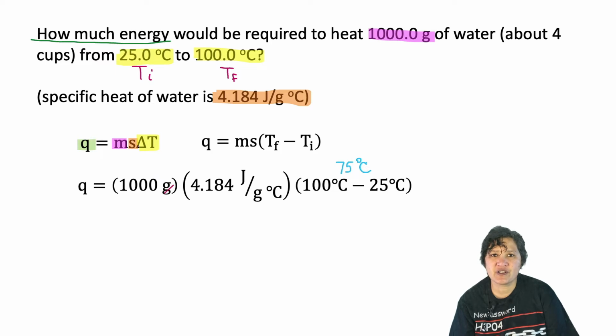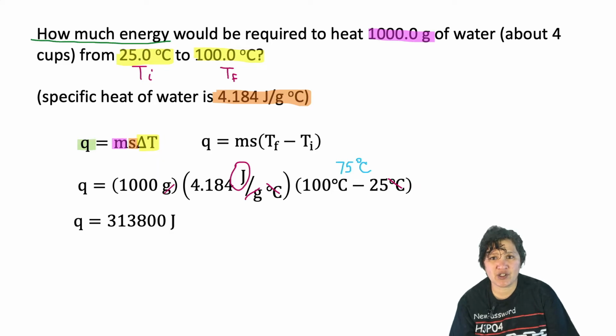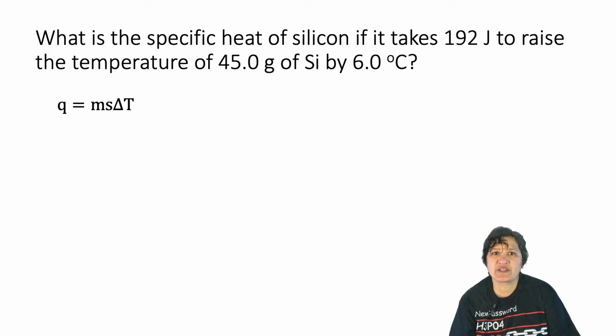If you double check the units, you can see that our grams cancel, our degrees Celsius cancel, and we're left with the units of joules. When we do the multiplication, we see that we end up with an answer of 313,800 joules, or 313.8 kilojoules. This problem shows a slightly different approach to using the same equation.